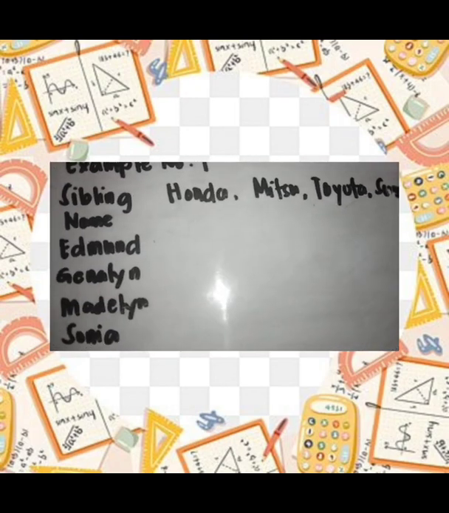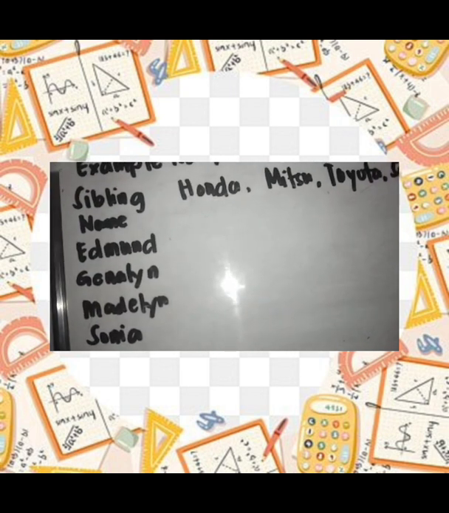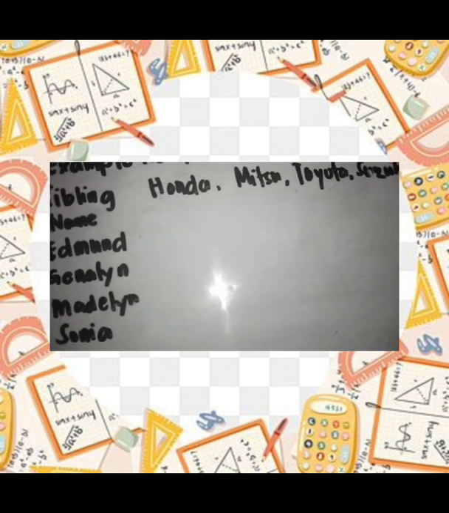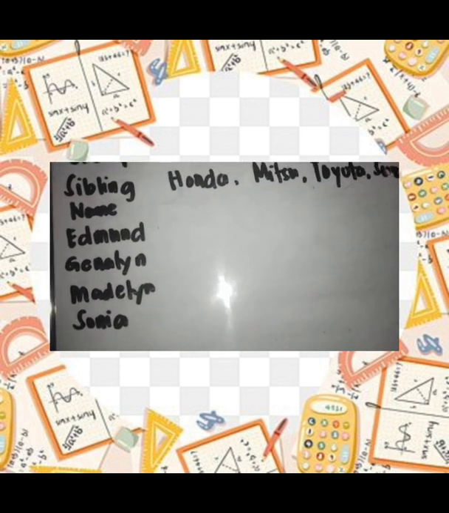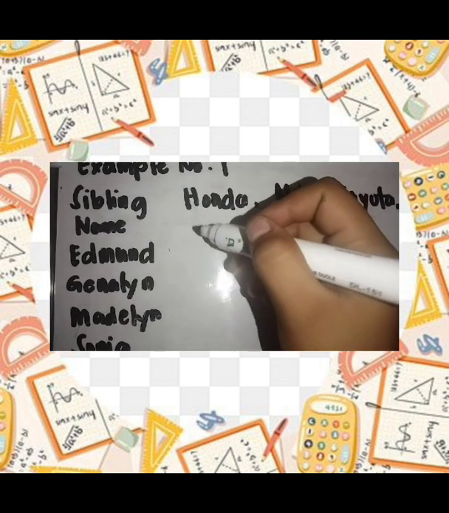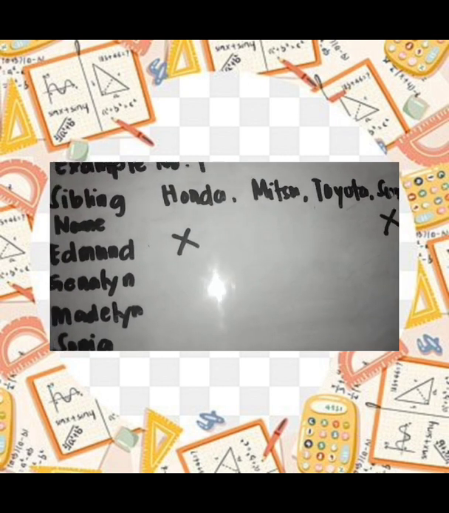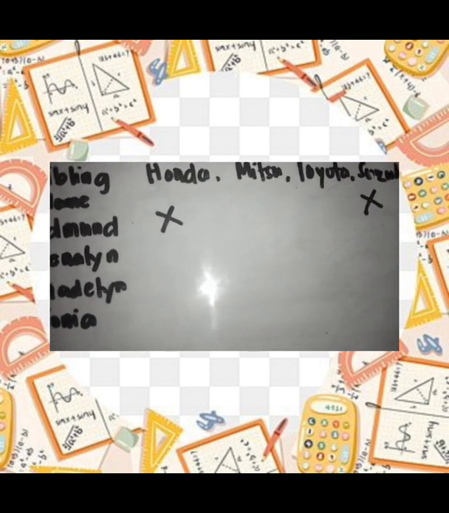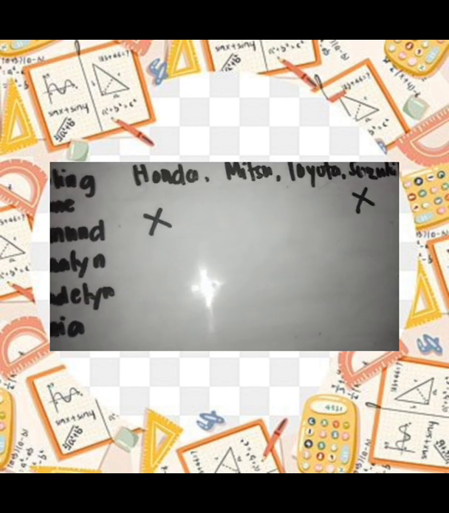In clue number 1, Edmund lives alone and stays next door to his sister who bought the Honda car, and is very far from his sister who bought the Suzuki car. That means Edmund is not Honda and Suzuki. And the second clue is, Jeneline also lives alone, is younger than the one who bought the Mitsubishi car, and is different from her sibling who bought the Toyota car. And Jeneline has a Toyota car.